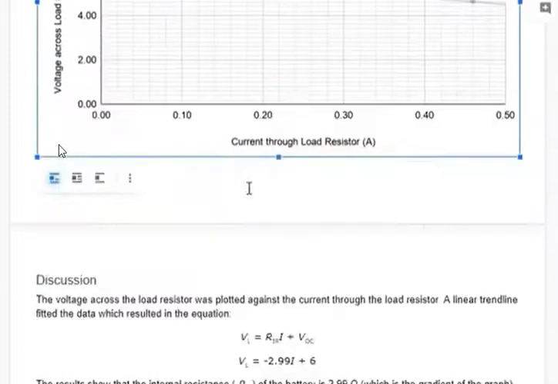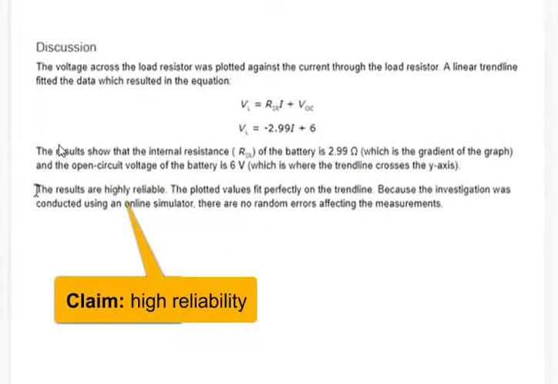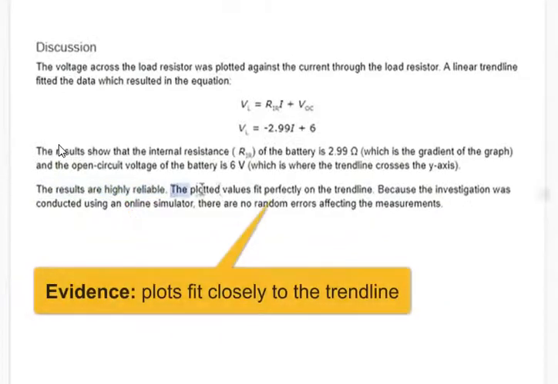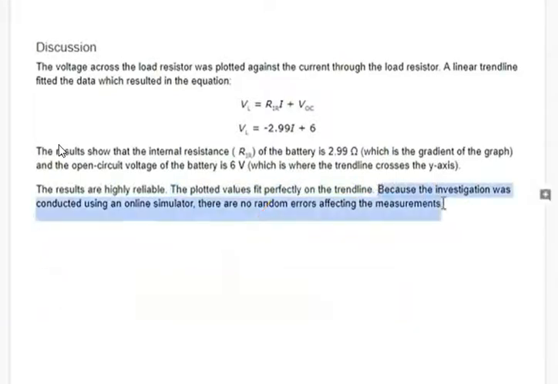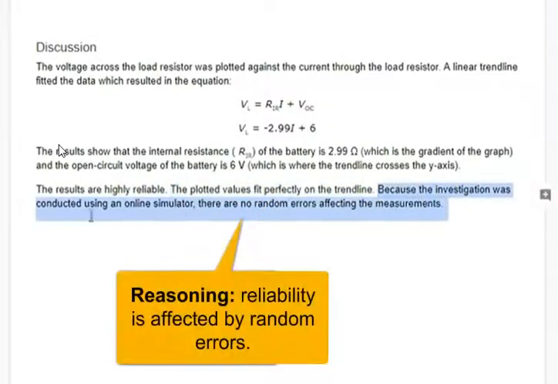So I'm just going to summarize all that here. Here's my brief statement about reliability. I've made a claim that it's highly reliable. I've given my evidence that the plotted values fit perfectly to the trend line, and I've added a bit of reasoning that because the investigation was done using an online simulator, there are no random errors affecting the measurements.